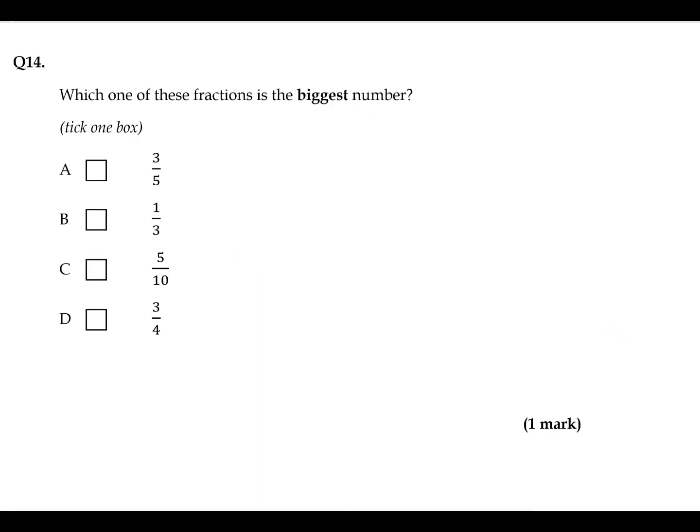Question 14. Which one of these fractions is the biggest number? So we've got various fractions here, and we need to be able to compare them. Now, some fractions we're aware of. We know that 3/5 is 0.6. We know a third is 0.3 recurring, and we know 3/4 is 0.75. And we know 5/10 is a half, which is 0.5.